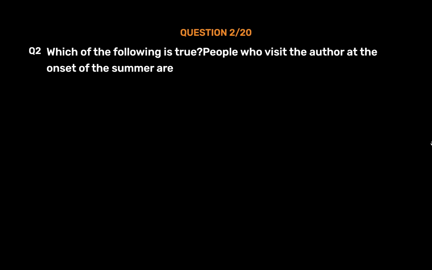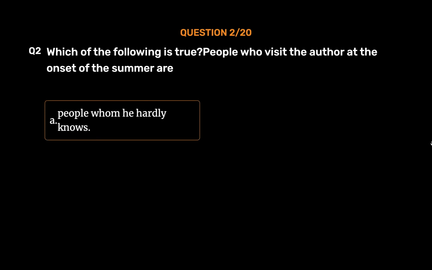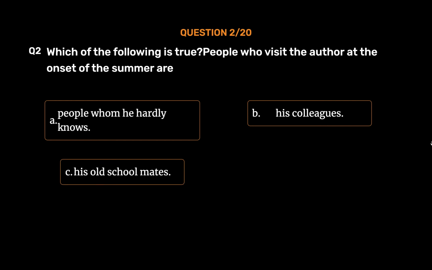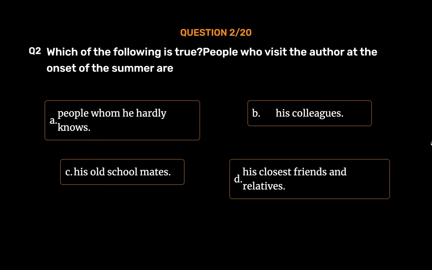Question number 2. Which of the following is true? People who visit the author at the onset of the summer are Option A. People whom he hardly knows. Option B. His colleagues. Option C. His old schoolmates. Option D. His closest friends and relatives. The correct answer is Option A. People whom he hardly knows.